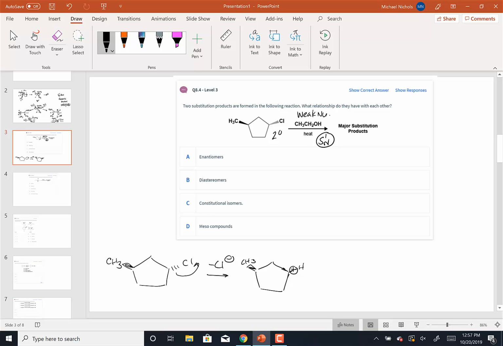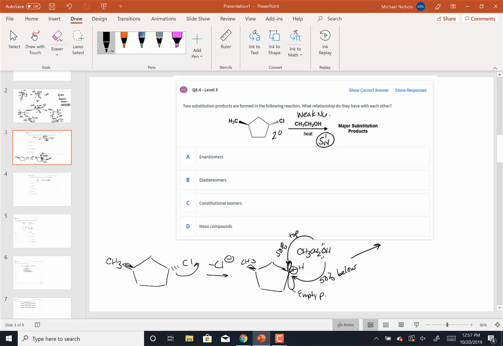So now I'm going to have the CH3CH2OH group come in and add, and it's going to add 50% from the top, or above the plane of the ring, and 50% below the plane of the ring. And that's because for this carbocation, the empty p orbital goes above and below the plane. So the nucleophile is going to add 50% above, 50% below.